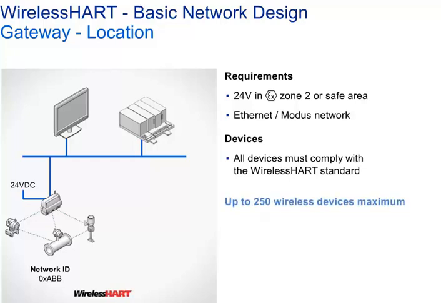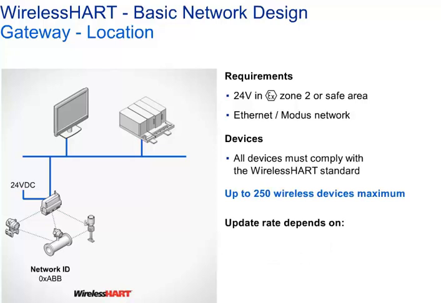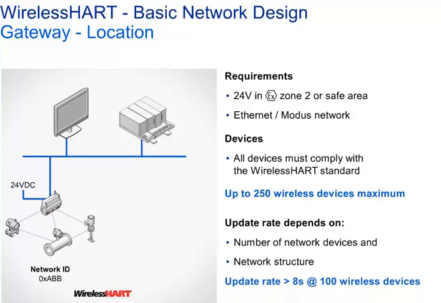A gateway can support up to 250 WirelessHART devices. The achievable update rates depend on the number of devices in the network and the network structure. For example, with a network of 100 devices, update rates no faster than 8 seconds are achievable. If the application has more devices or needs faster update rates, then another gateway is required, which can be operated in parallel with the first one.